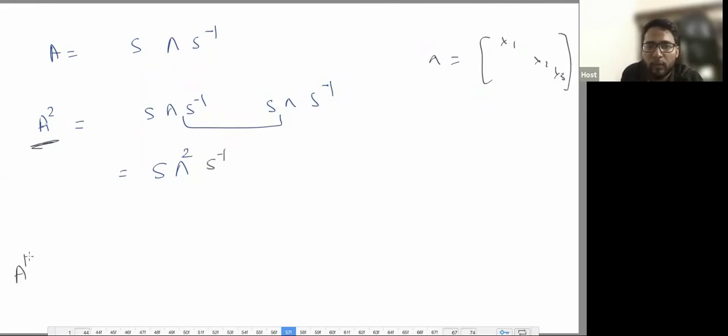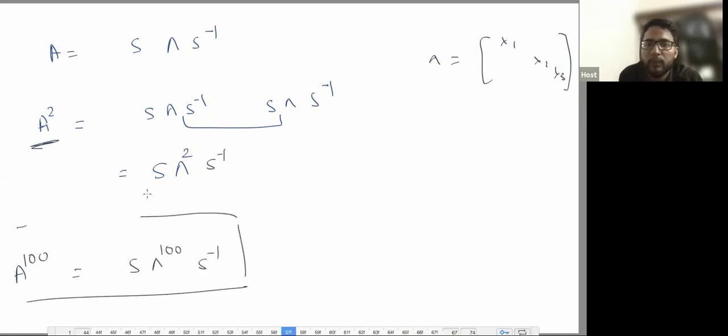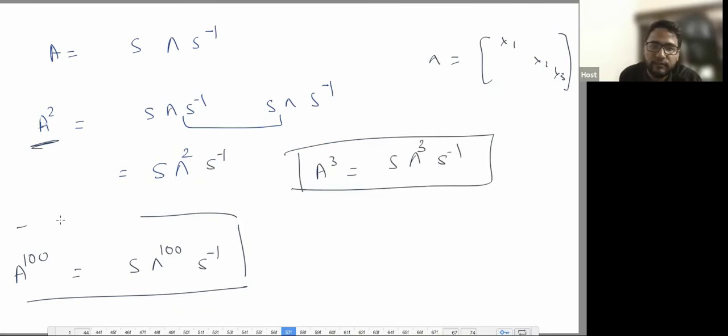If you want to find the power A100, then you can just do it like this. If you keep on doing this, A square comes out like this, and similarly A cube will come out like this. So finding power is extremely easy. You just need to take the power of the scalars, because finding the power of a diagonal matrix is easy. So, as Amar is asking, if n linearly independent eigenvectors exist, then we can write A completely based on its eigenvectors and eigenvalues.